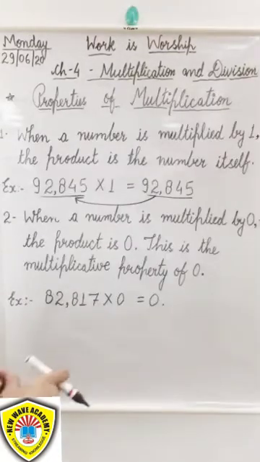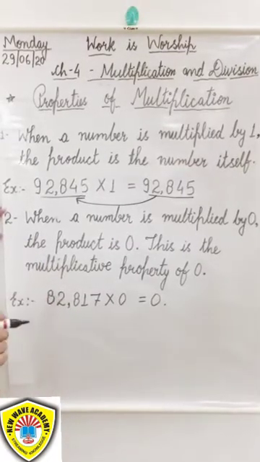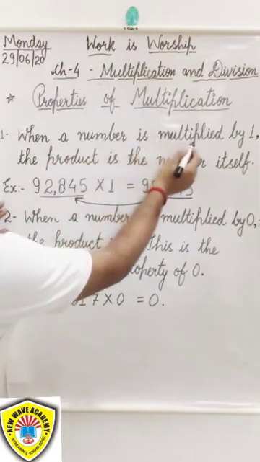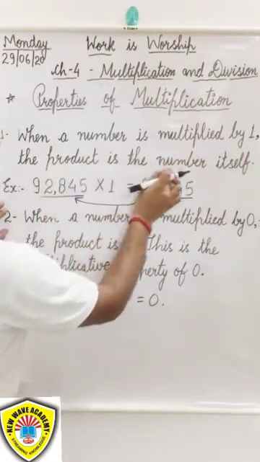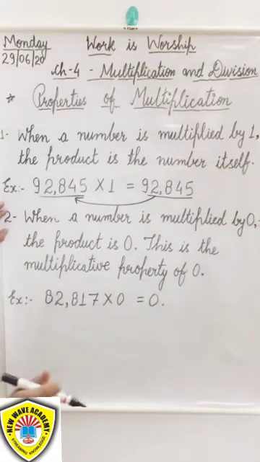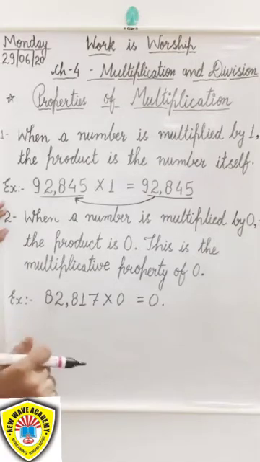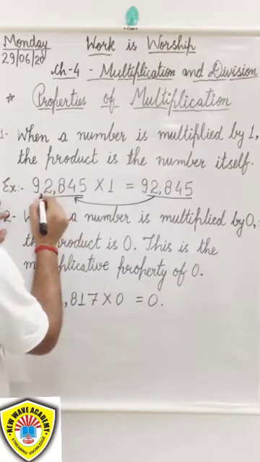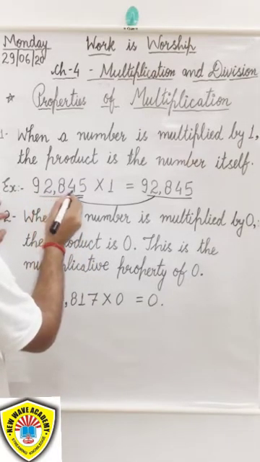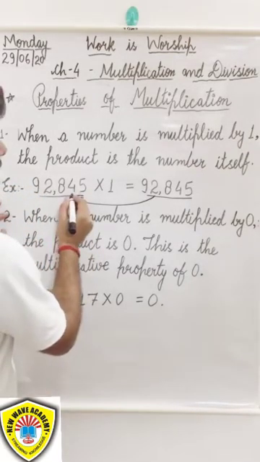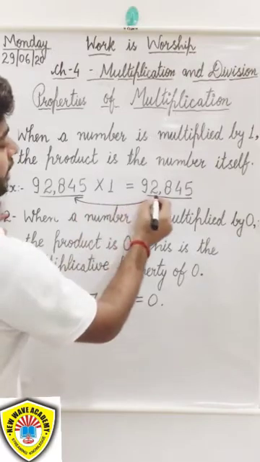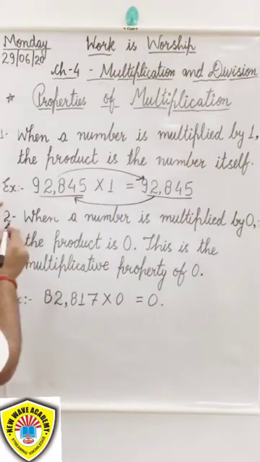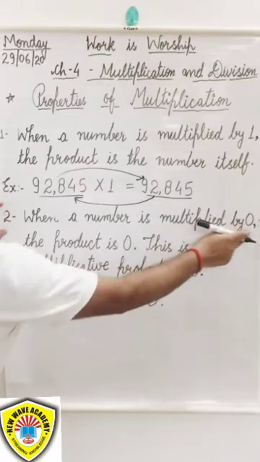Okay, let us discuss some properties of multiplication which will become very helpful for us for doing multiplication. The first property is, when a number is multiplied by 1, the product is the number itself. It means if we multiply any number by 1, what product will we get? The number itself. Suppose that we have a number 92,845 and we multiply it by 1. So what is the product we will get? The number itself, 92,845.